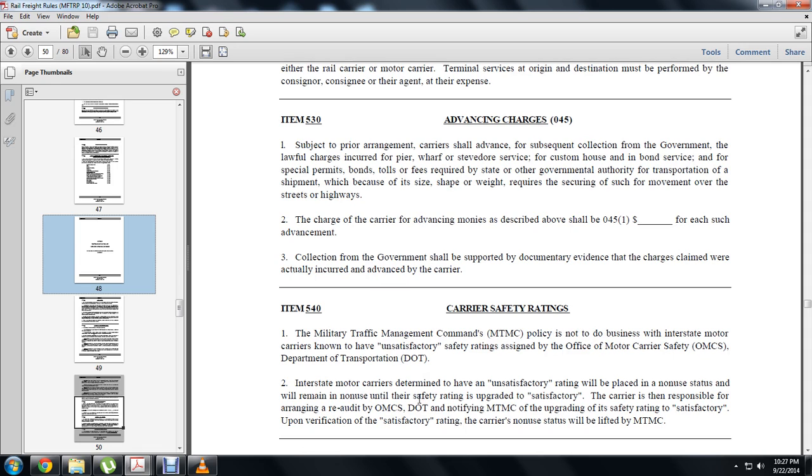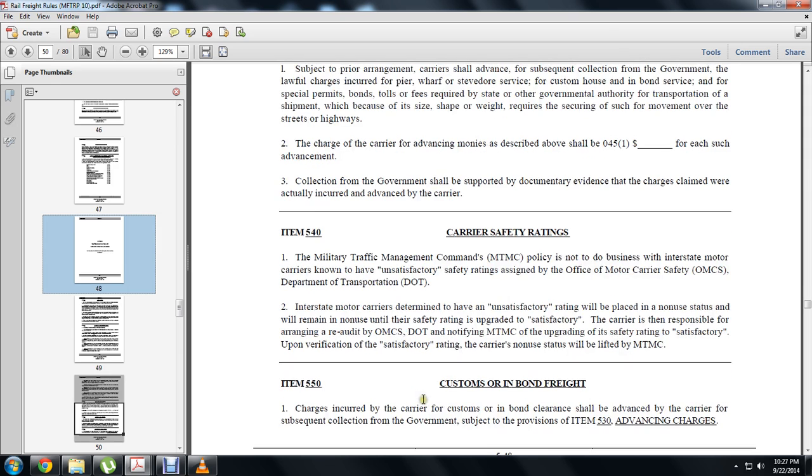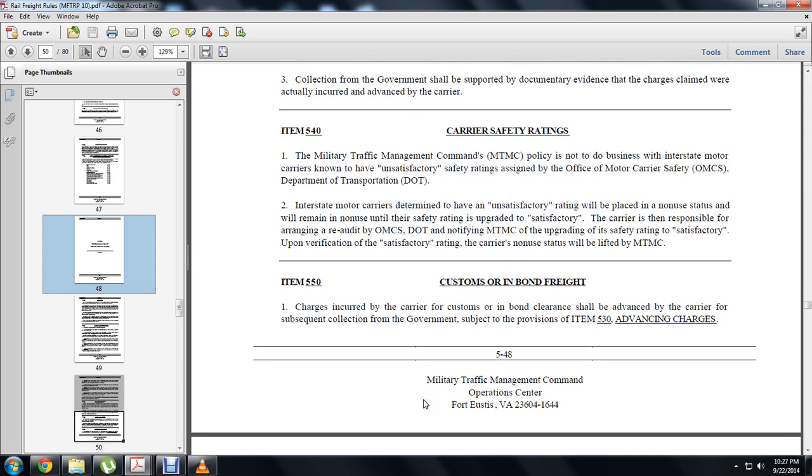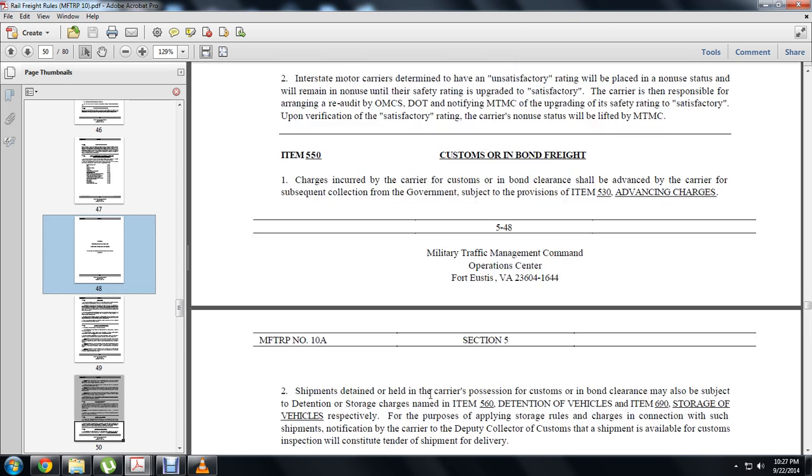The carrier is responsible for arranging a re-audit by the OMCS, Office of Motor Carrier Safety, Department of Transportation, and for notifying the Military Traffic Management Command of the upgrade of the safety rating to satisfactory. Upon verification of the satisfactory rating, the carrier's non-use status will be lifted by the MTMC. Customs and bond freight charges incurred with the carrier for customs and bond clearance are advanced by the carrier, with subsequent collection from the government subject to the provisions of item 530, advance charges.